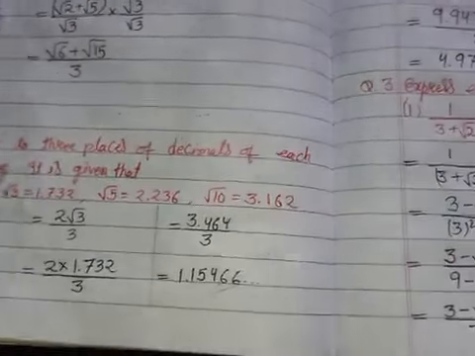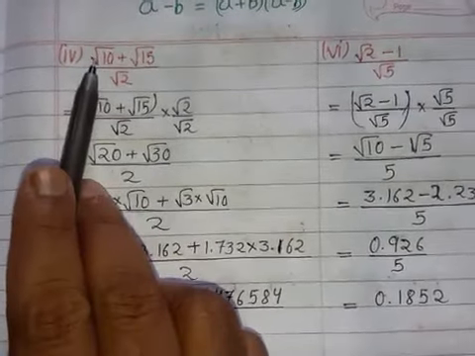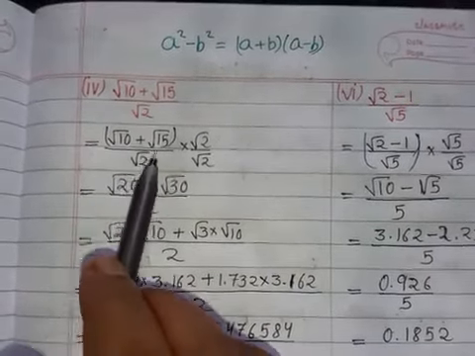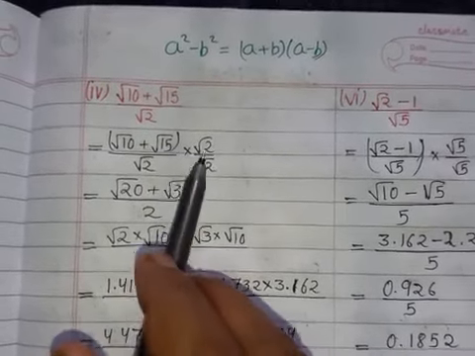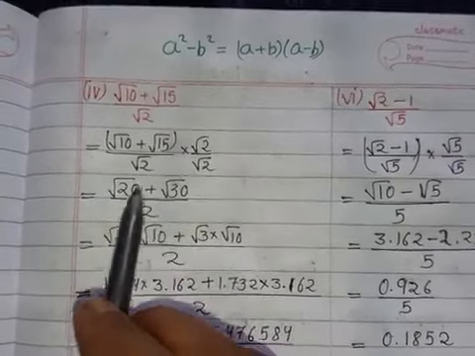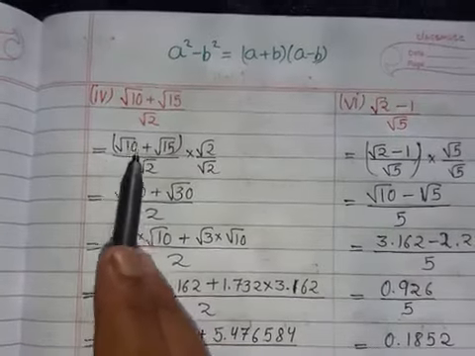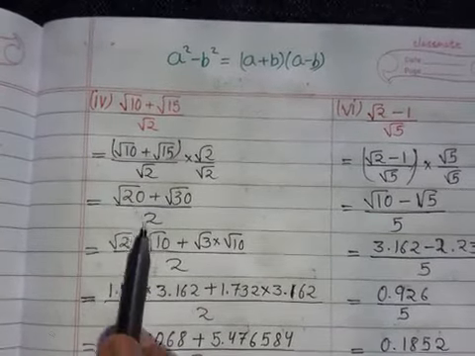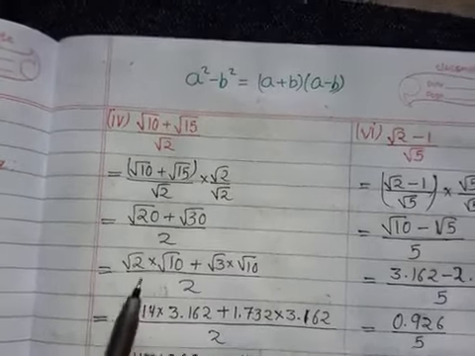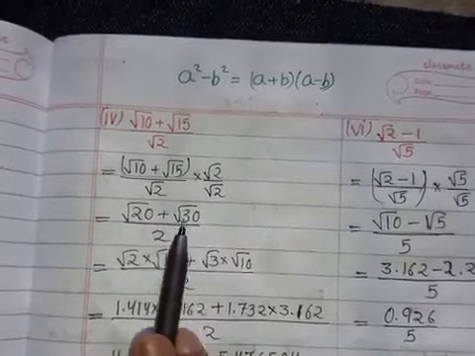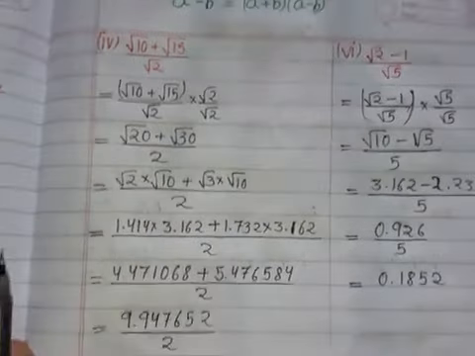Now this is question number 4. Root 10 plus root 15 by root 2. At first we rationalize it by multiplying by root 2 by root 2. So we get root 20 plus root 30 by 2. We can write root 20 as root 2 into root 10, and root 30 as root 3 into root 10, because 3 tens are 30 and 2 tens are 20.